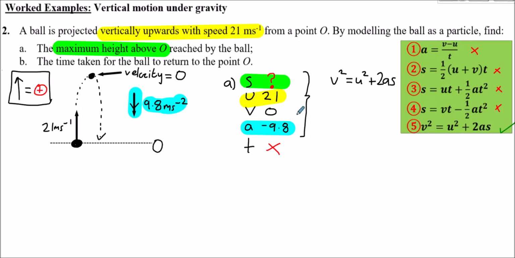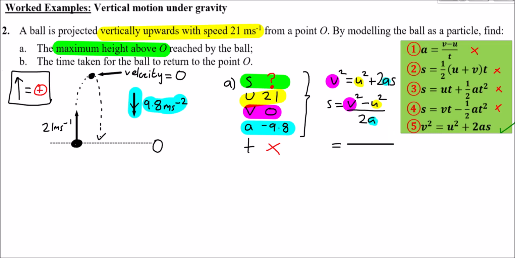So we want to work out s. Let's get this formula in terms of s. Let's make s the subject. So s equals v squared minus u squared, all divided by 2a. Now we can substitute in what we know. We know that u was 21. V at its maximum is 0. And a is minus 9.8 because that's the acceleration due to gravity.